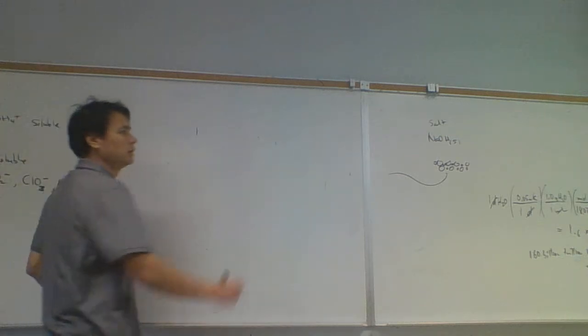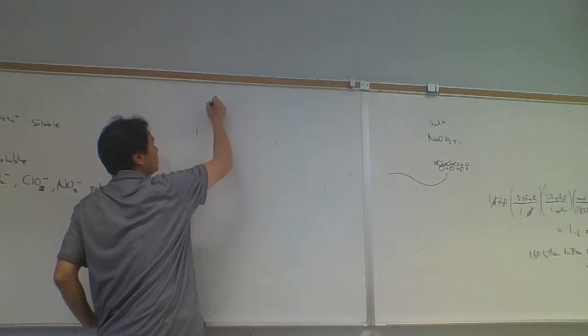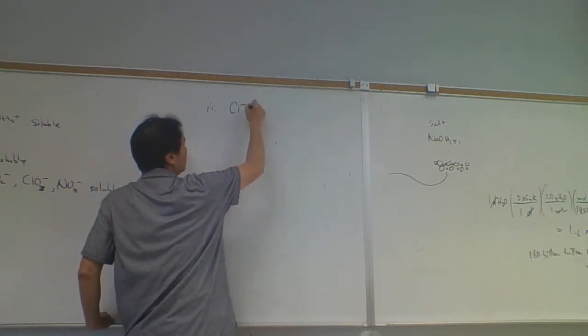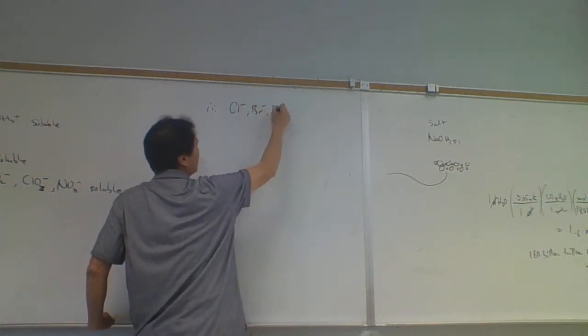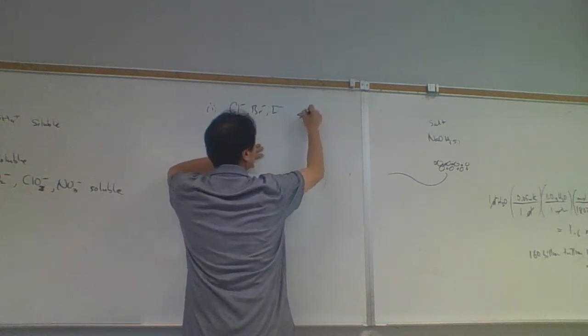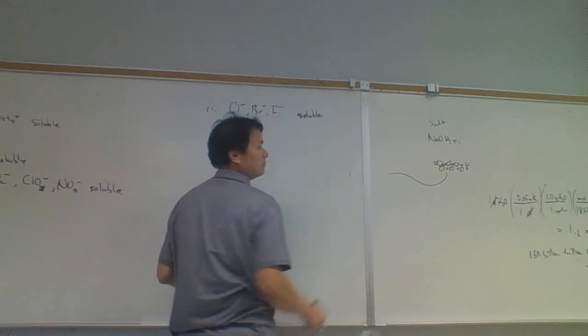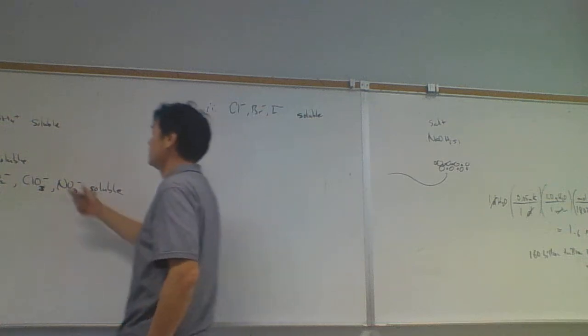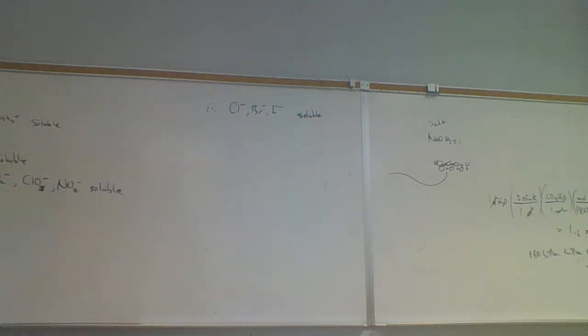What's the next series of anions? We're going to look at the chlorides, bromides, and iodides. Chlorides, bromides, and iodides are soluble, except there are some important exceptions here. There are exceptions in the group 1 rule too. Not every single group 1, but most of them. So there are rare exceptions in some of these, like sodium uranyl acetate.